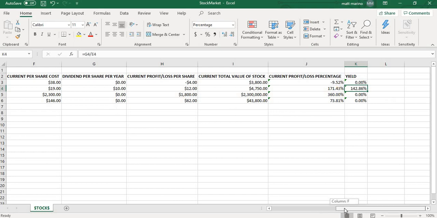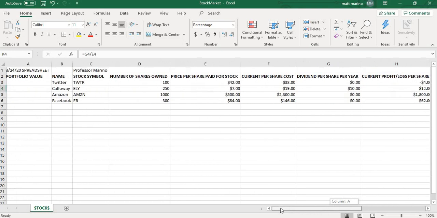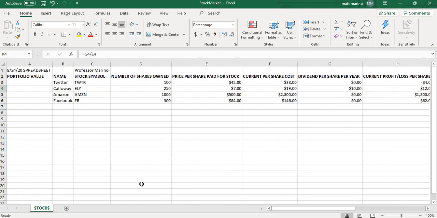Hopefully, as you navigate through this specific file provided, you'll be able to quickly and efficiently complete homework 1A.